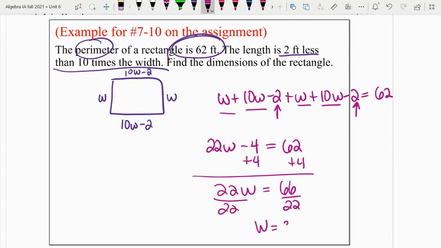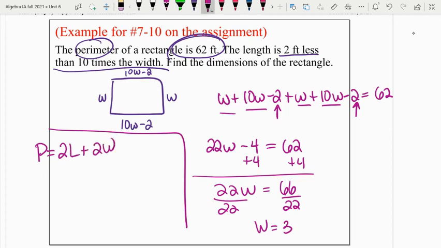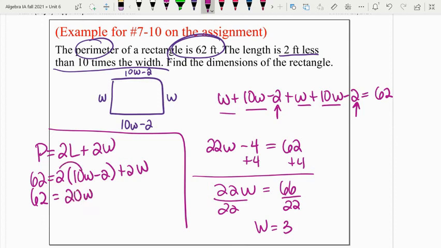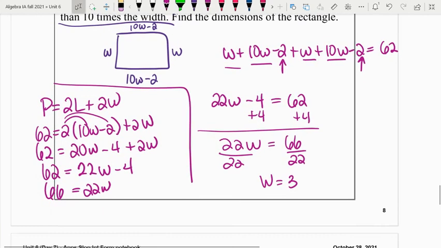Divide by 22. So W is 3. Now another way that you could solve this, you would use the P equals 2L plus 2W. So you'd say perimeter, which is 62, equals 2 times L, and L was the 10W minus 2, plus 2 times W. So you get 62 equals 20W, distribute that, minus 4 plus 2W. So 62 equals 22W minus 4. Add 4, so you get 66 equals 22W. So you see you get the same answer.